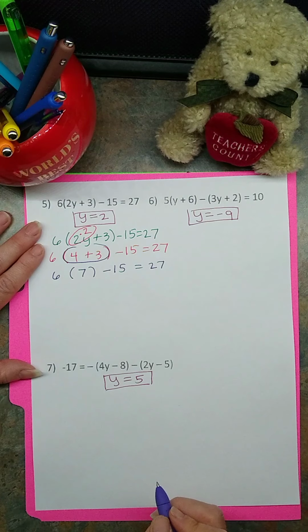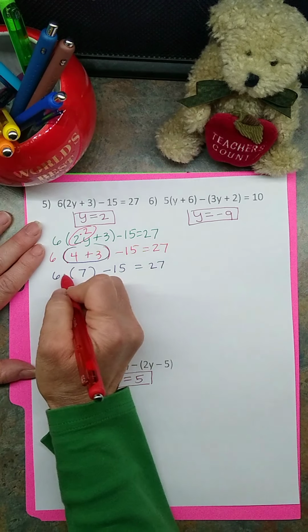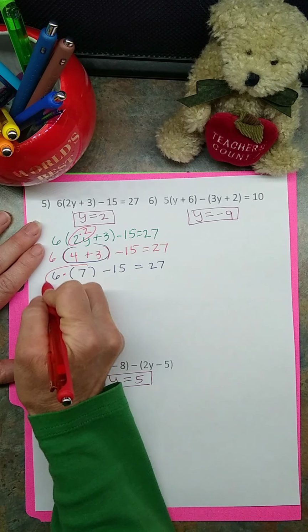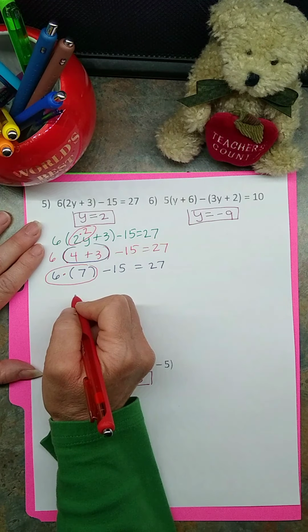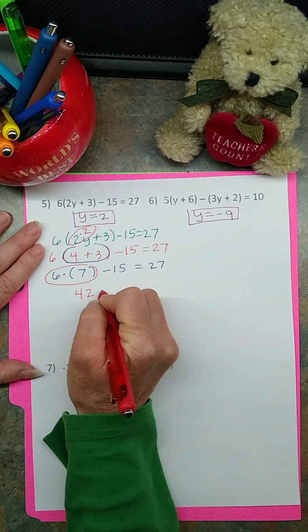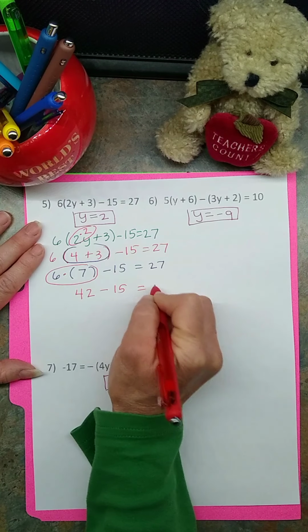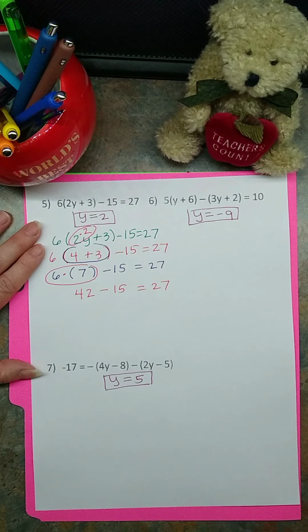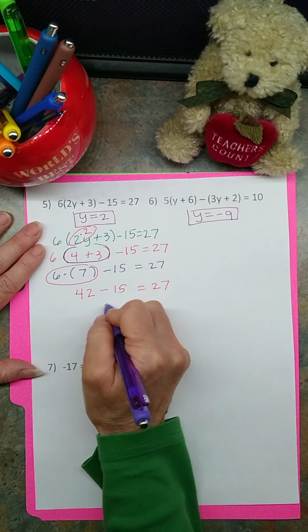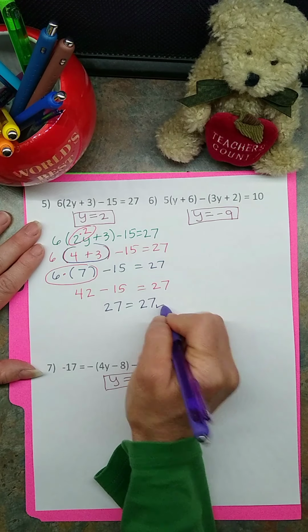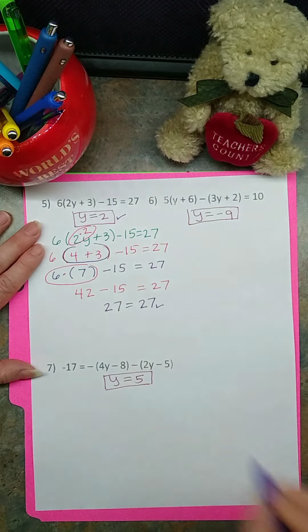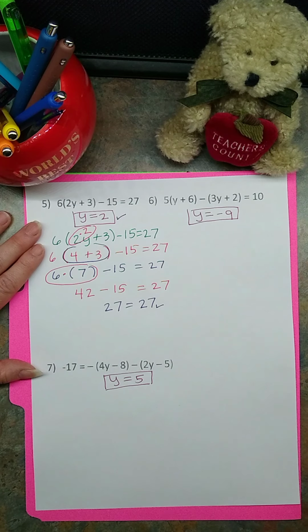Okay, do multiplication before addition and subtraction. The multiplication is here. Do this first. 6 times 7, that's 42. And 42 minus 15, that's 27. Because this checks out, you know this is the correct solution to that equation.